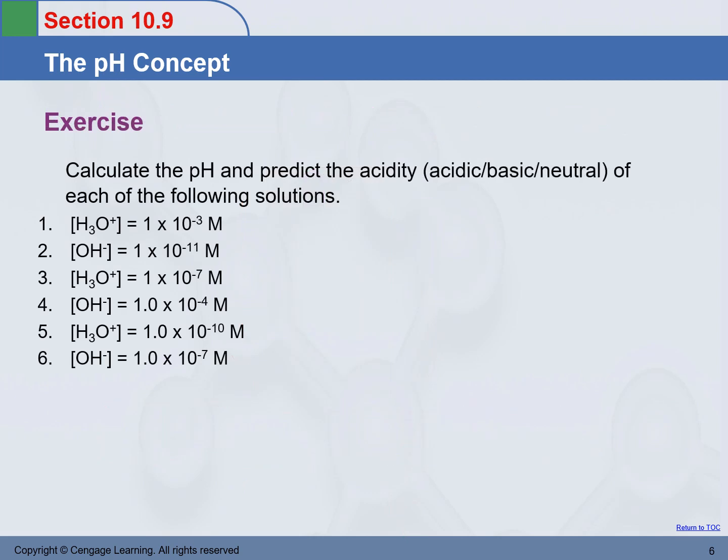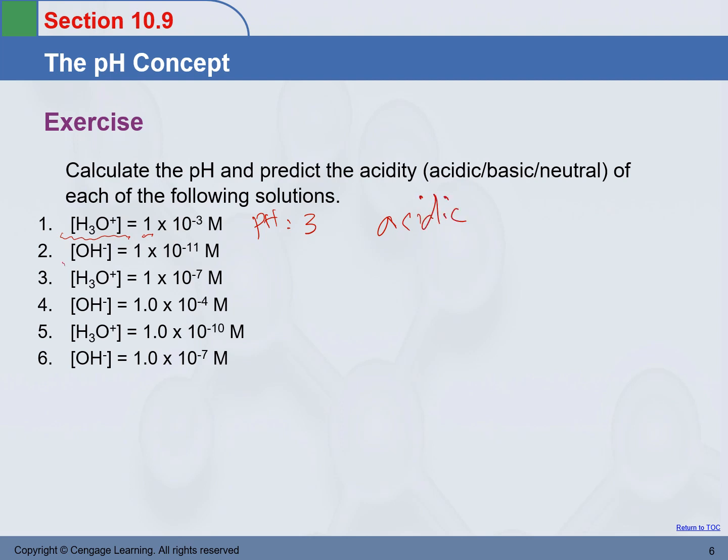Quickly, let's do some practice. Calculate the pH of these solutions and predict acidity. All right, hydronium ion concentration, the coefficient is 1, so pH is 3 in this case. pH 3, acidic.